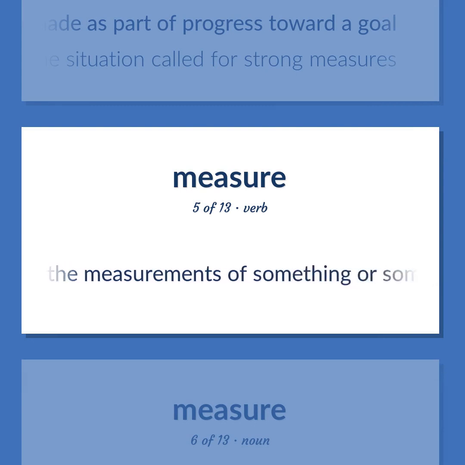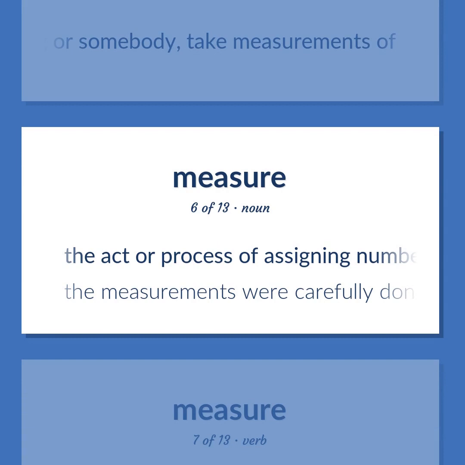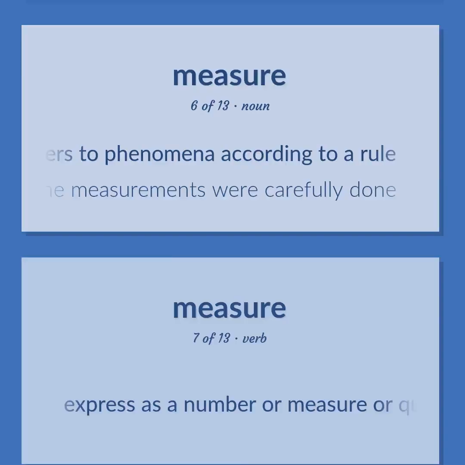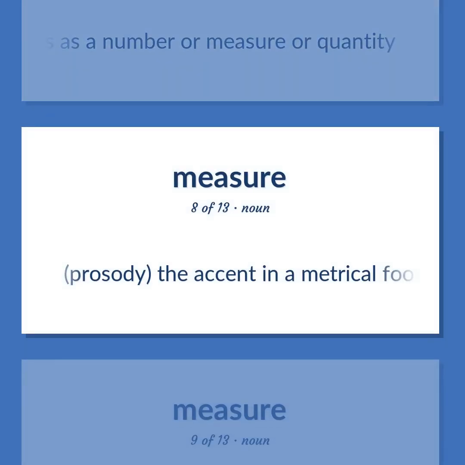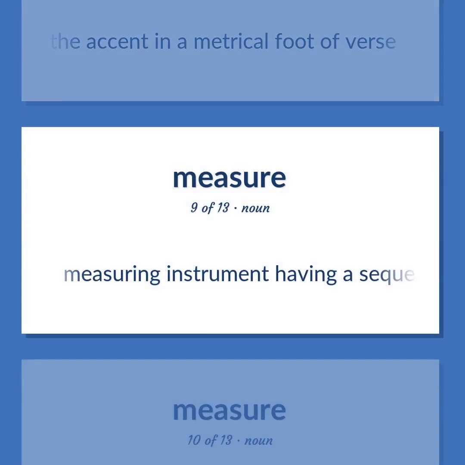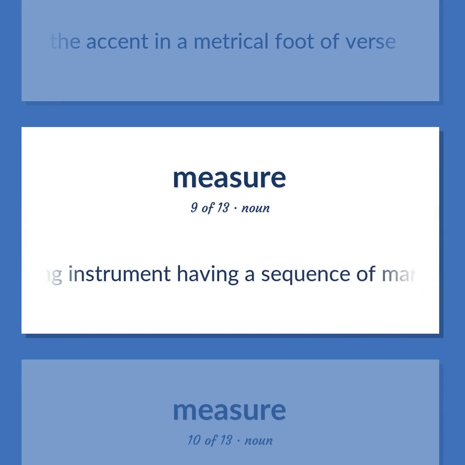Determine the measurements of something or somebody, take measurements of. The act or process of assigning numbers to phenomena according to a rule. The measurements were carefully done. Express as a number or measure or quantity. Prosody. The accent in a metrical foot of verse. Measuring instrument having a sequence of marks at regular intervals. Used as a reference in making measurements.